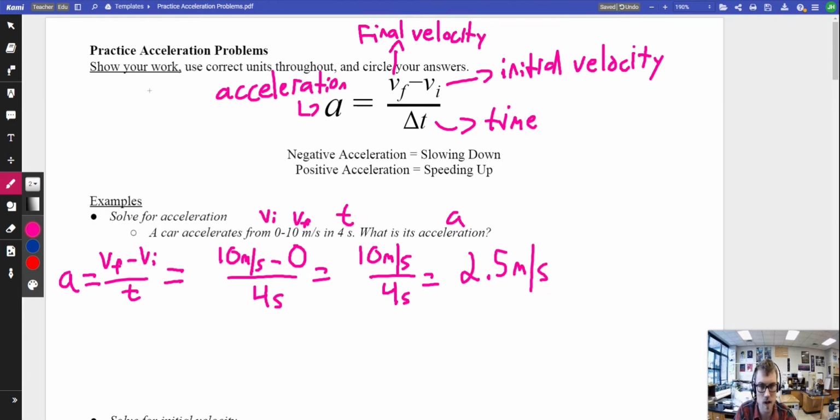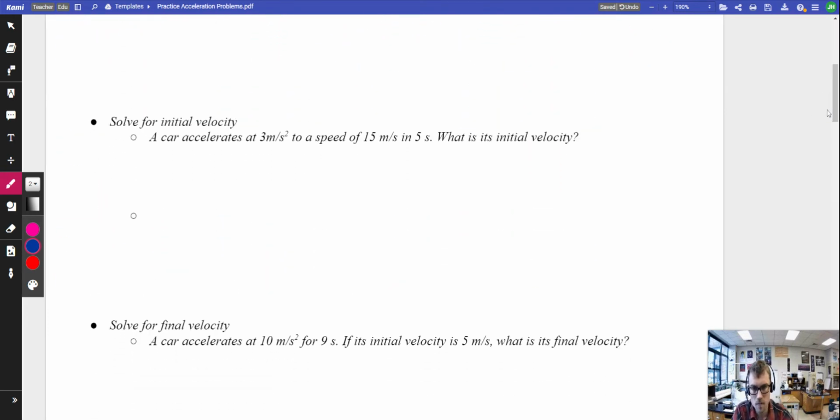I did say up here in the directions to make sure to show your work. So make sure that you are showing that work, and you will not get full credit if you don't. Make sure you use correct units. Oh, I did not use correct units. This should be meters per second squared because it's an acceleration. And then finally, circle your answer so that I can see it. So make sure you do all of those parts in order to get full credit.